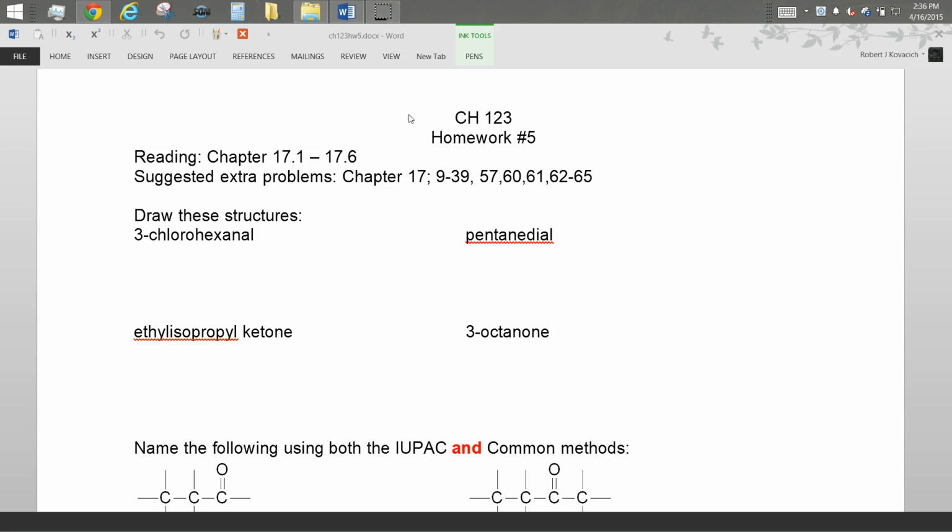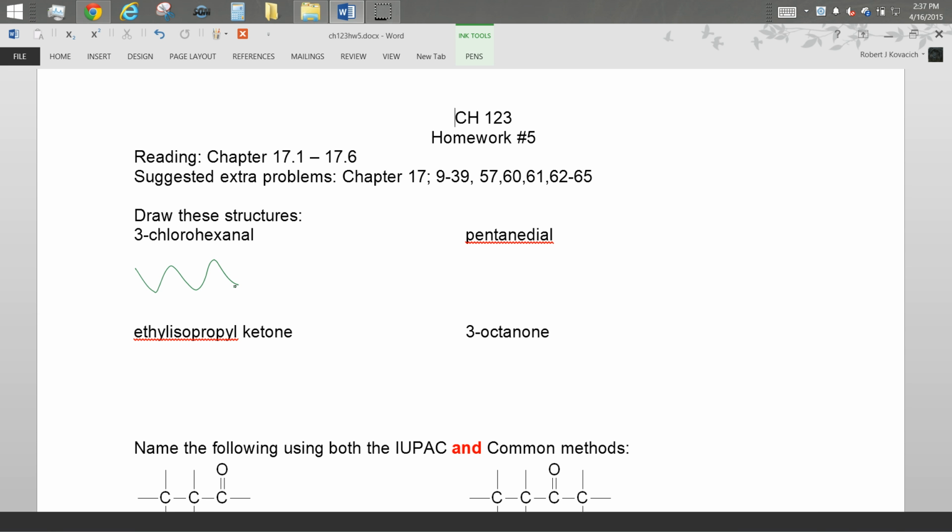Okay, so what's this first one look like? What do I need to start off with? 6 carbons? 2, 3, 4, 5, 6. Okay. What else?